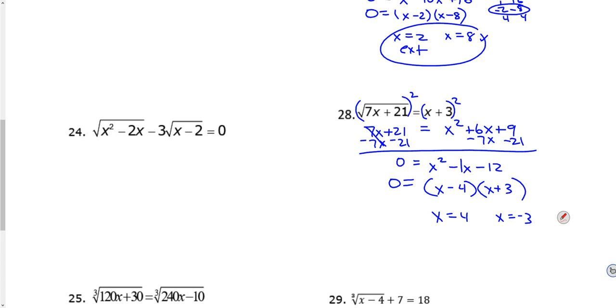Go back and check. 7 times 4 is 28, plus 21 gives me 49. Square root of 49 is 7. If I go ahead and plug in 4 right here, 4 plus 3 is 7, so it checks out. So this one's okay. Then we go back and double check. I'm going to check the negative 3. If I put in a negative 3 here, negative 21 plus 21 is 0. Square root of 0 is still 0. Negative 3 plus 3 is 0. So 0 equals 0 works out also. So this is okay.